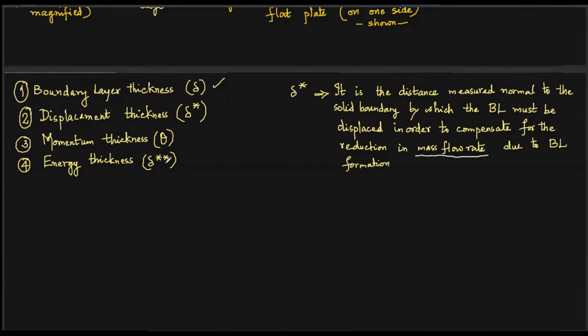And in case of momentum thickness, what you should say is the very same thing, but it is a distance measured normal to the solid boundary by which the boundary layer must be displaced in order to compensate for the loss of momentum. So reduction in momentum. See, momentum thickness. When velocity is reduced for the fluid layers trapped in the boundary layer, definitely there is reduction in mass flow rate because of the boundary layer formation.